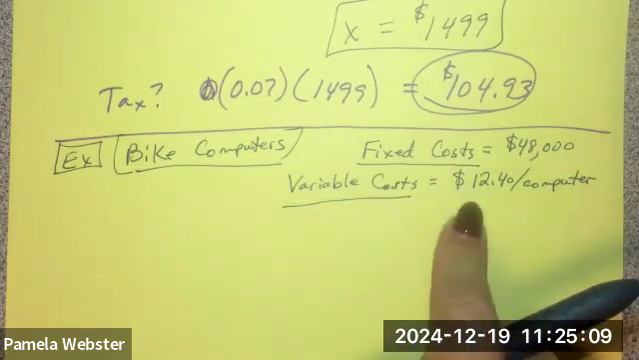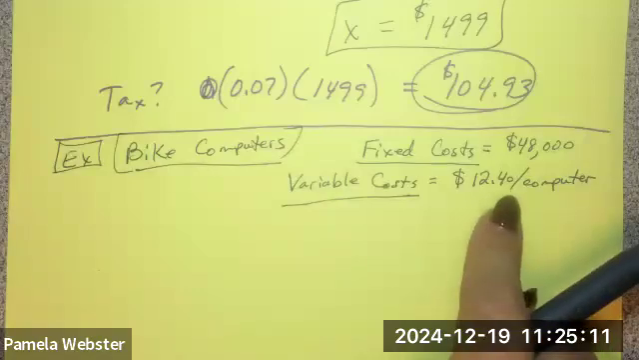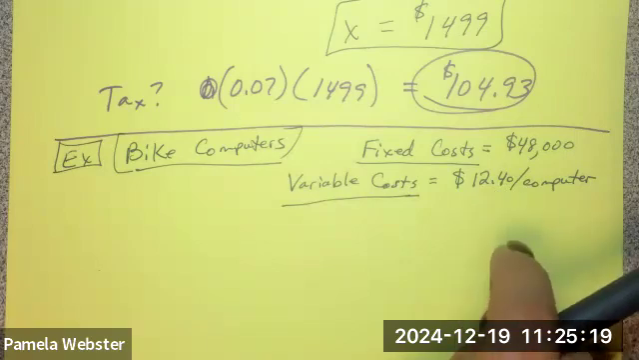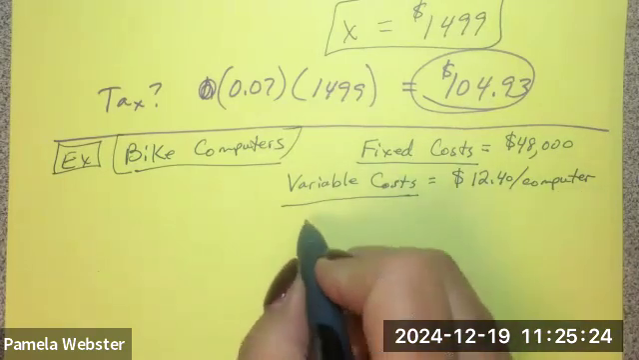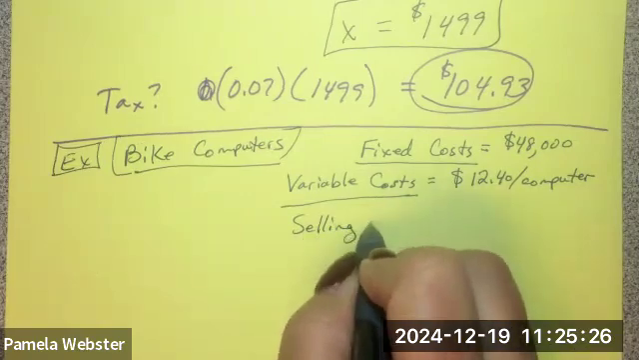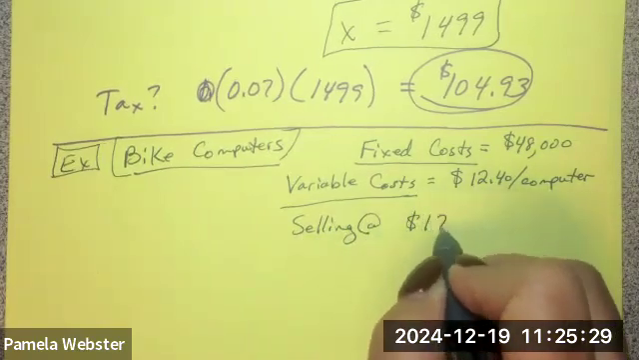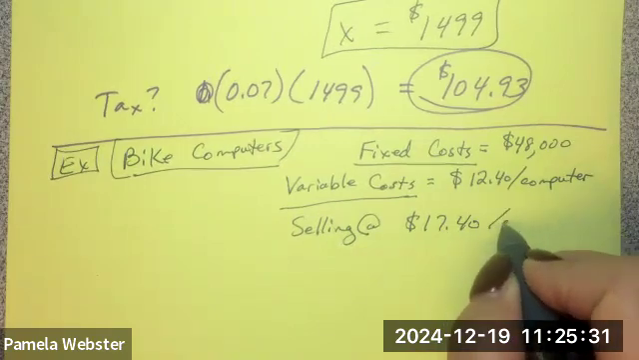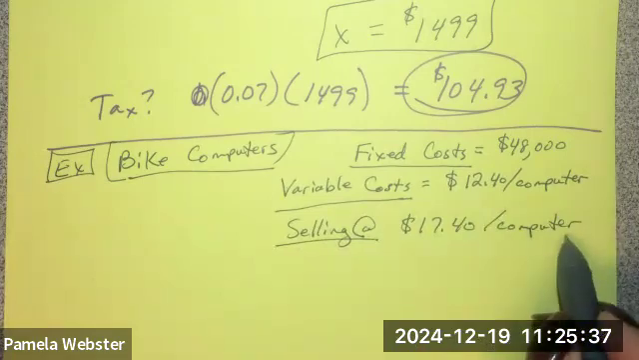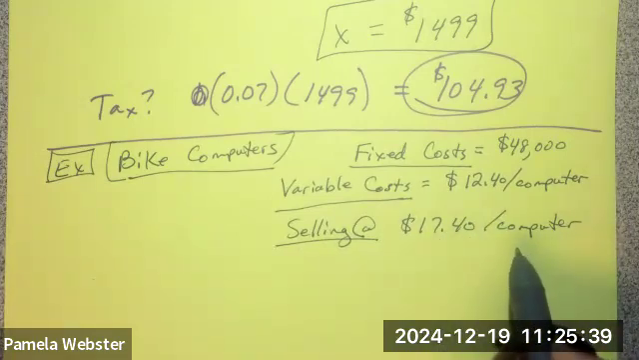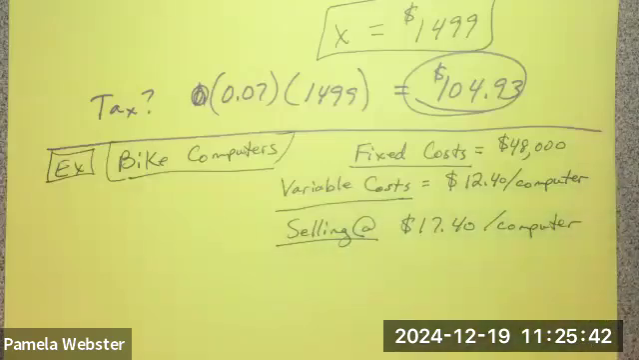So, in other words, this is probably things like the material it takes to make the computer, the man hours of labor that it takes to make the computer. Okay, things like that. So, these are your costs, and you know that you're selling them at $17.40 per computer. Okay. So again, that's a variable thing, but that's going to be revenue because I'm selling. So that's money into my pocket, right? So this is money in.